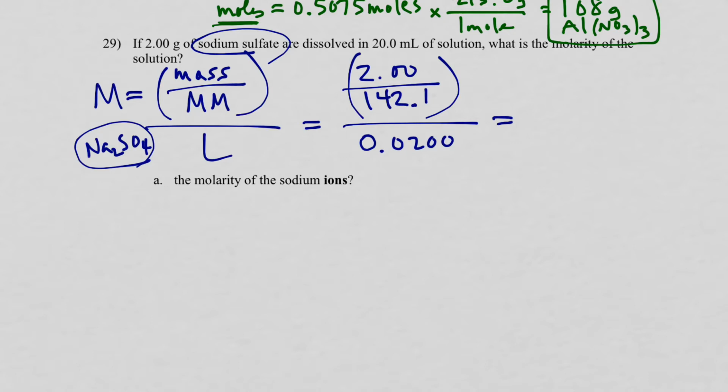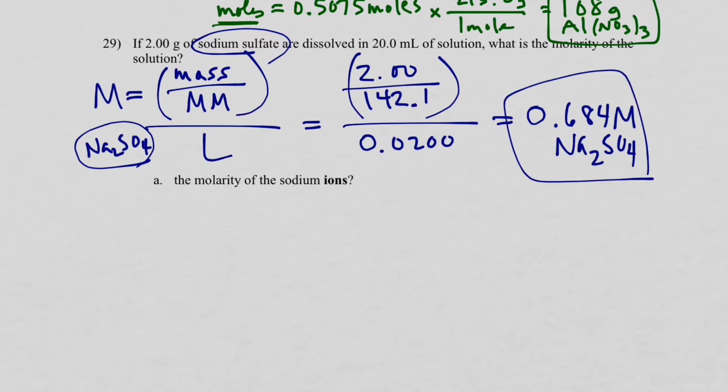And when we divide, this one comes out to 0.684 molarity Na2SO4. 3 significant figures in our final answer, because there are 3 significant figures in 2 grams and 3 significant figures in the 20 milliliters, and the molar mass is not used for significant figures purposes.